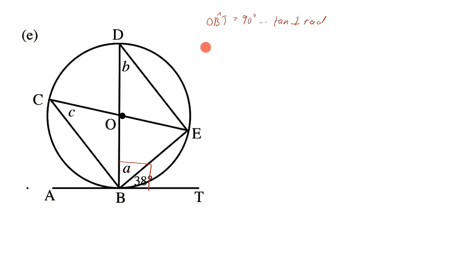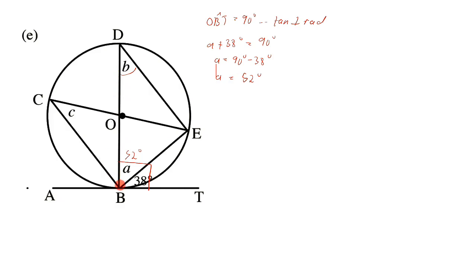Now the whole angle OBT is the same as saying A plus 38 degrees. Then we have 90 degrees here. To calculate our A, we can just say 90 degrees minus 38 degrees, and our A will be 52 degrees. Okay, so now that we have 52 degrees here, how are we going to find B?